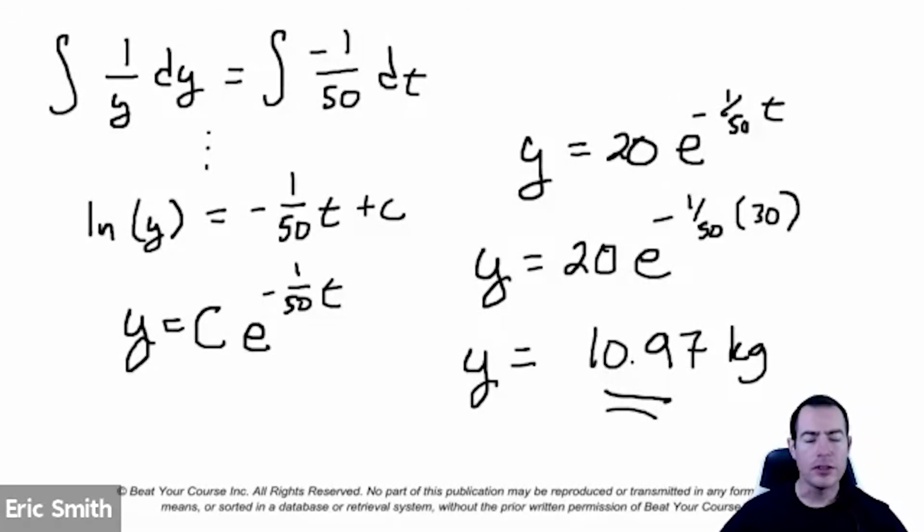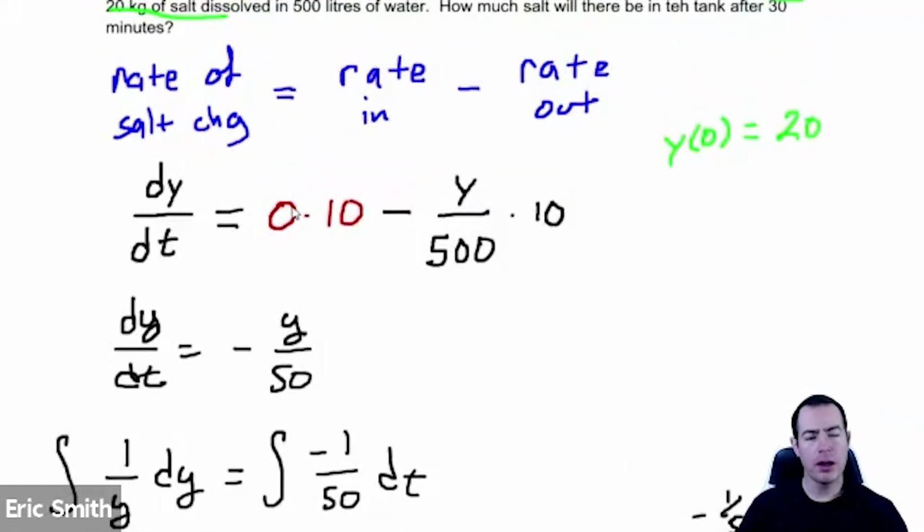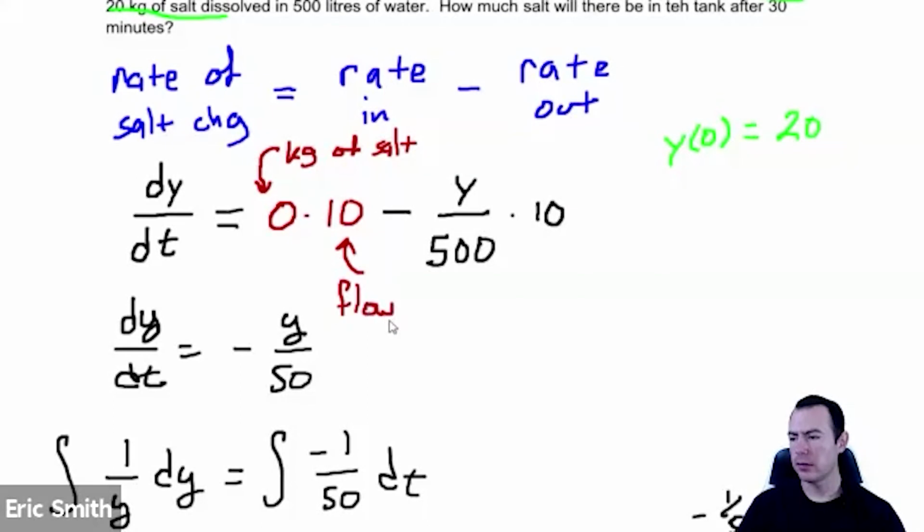Good question. So I just found a few of the questions about this problem. Let's see if we can answer them. This one says, why is 0 times 10 for the rate in? Well, essentially, those are two different parts in there. Think of the 0 as being the amount of salt that's actually coming into the tank. So I'm going to write that as 0 kilograms of salt. The 10 is actually just the flow rate. So 0 kilograms of salt are coming in at a rate of 10 liters per minute.